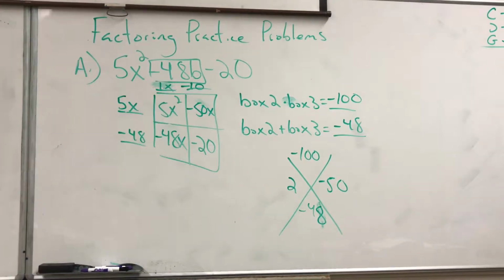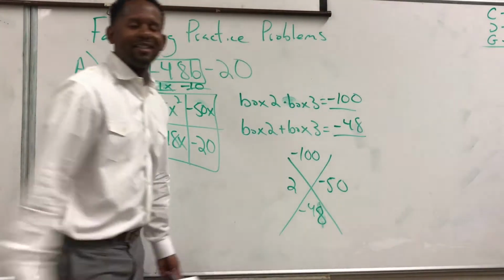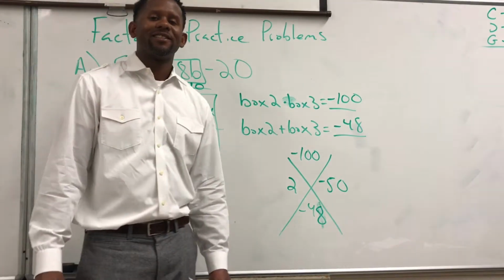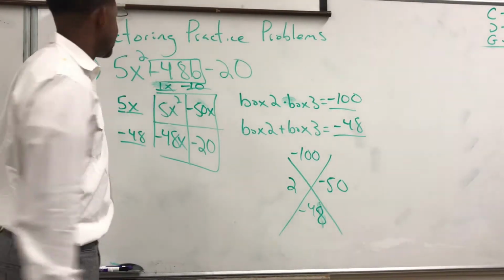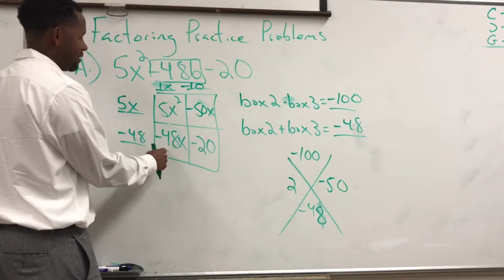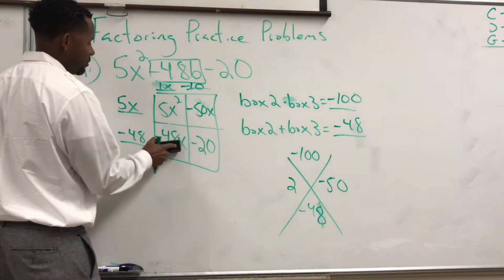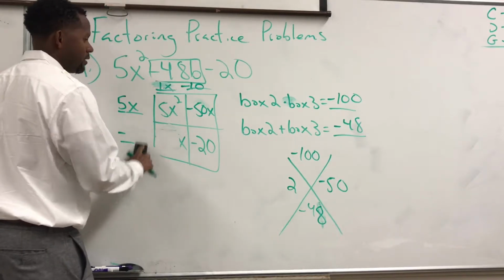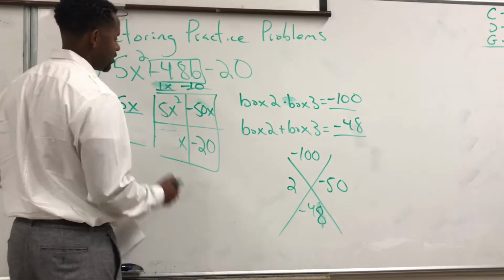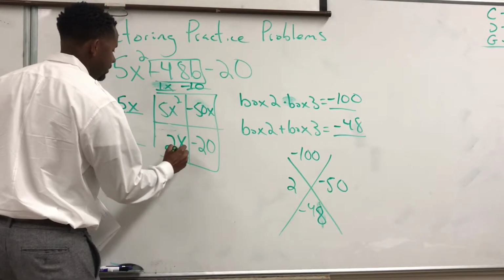Now for the last... Anybody figure out what my mistake was? Totally made a rookie mistake. Where was it? Cool. You should have seen that the mistake was right here. This negative 48 should not have been here. This should have been what? That's right. Should have been a 2x.